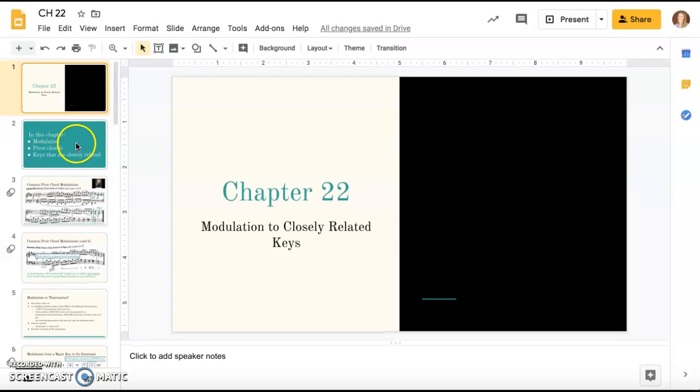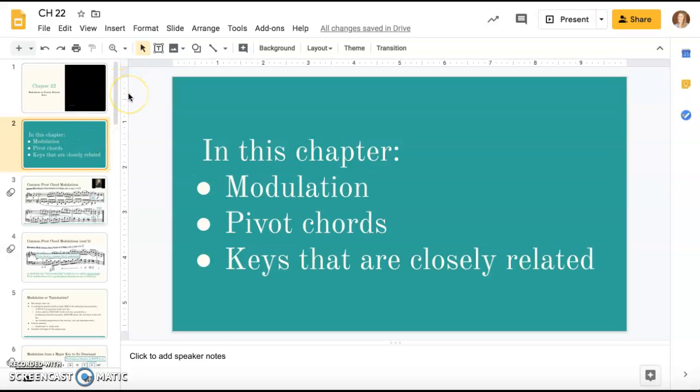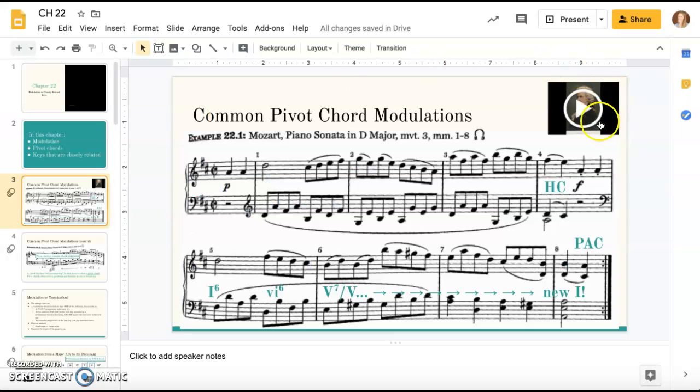So, in this chapter, we are going to be talking about modulation using pivot chords and keys that are considered to be closely related to each other. Now, I don't think I can play these examples on the computer using the application that I'm using to do this screencast, so please follow along on Google Classroom with these slides so that you can listen. Hopefully you remember our familiar example. But just in case you want to listen and do a little bit more of a close analysis, please follow along on Google Classroom.